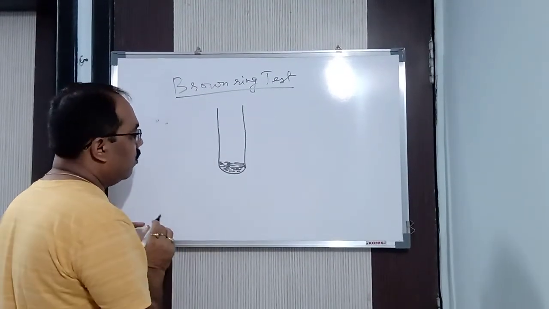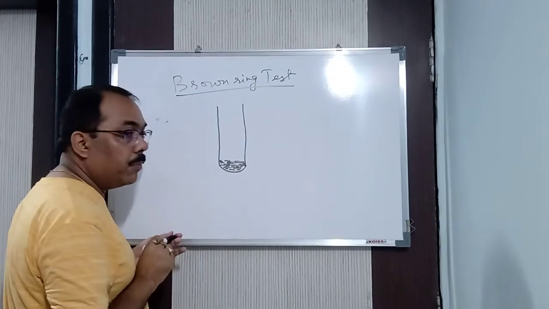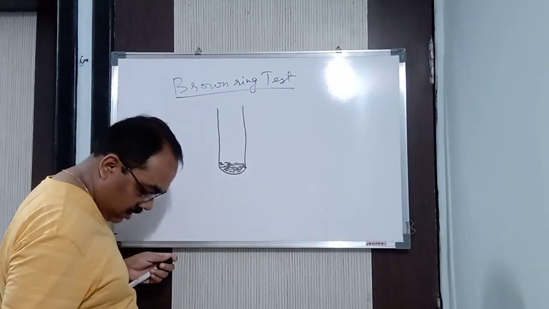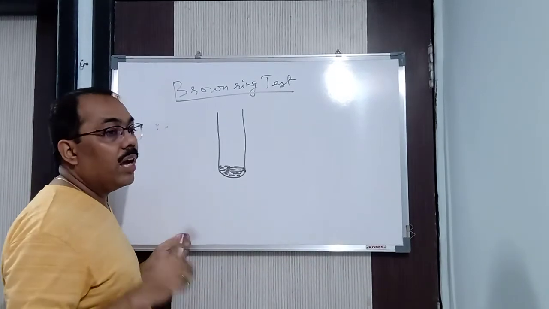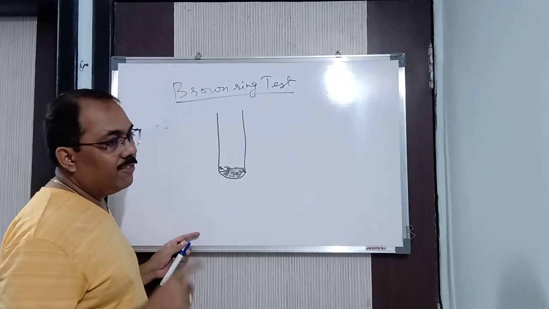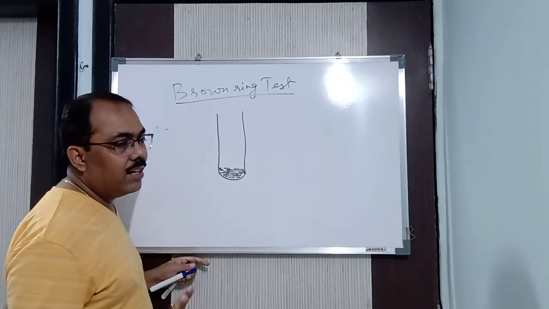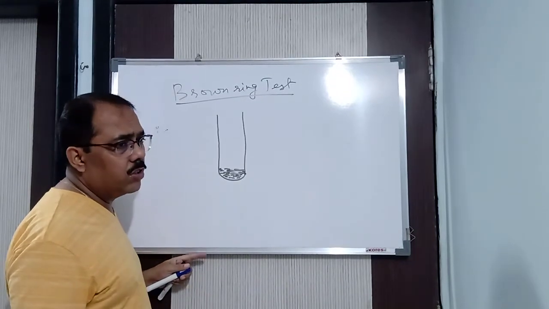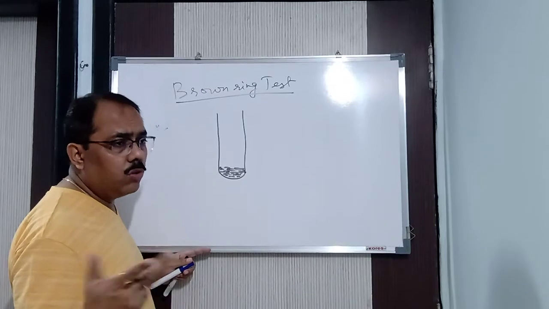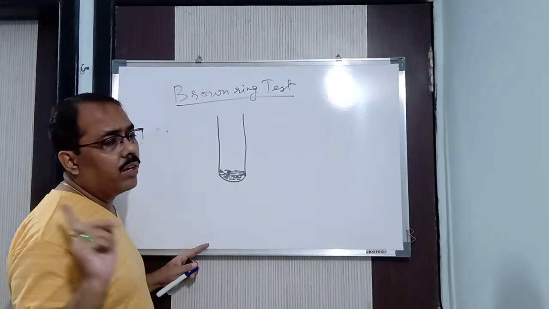Now after that, I will be adding freshly prepared ferrous sulfate, FeSO4. Why freshly prepared? Because if you take the stored ferrous sulfate from the lab, it easily gets oxidized to ferric sulfate. FeSO4 gets oxidized to Fe2(SO4)3, and ferric sulfate does not give the brown ring test.